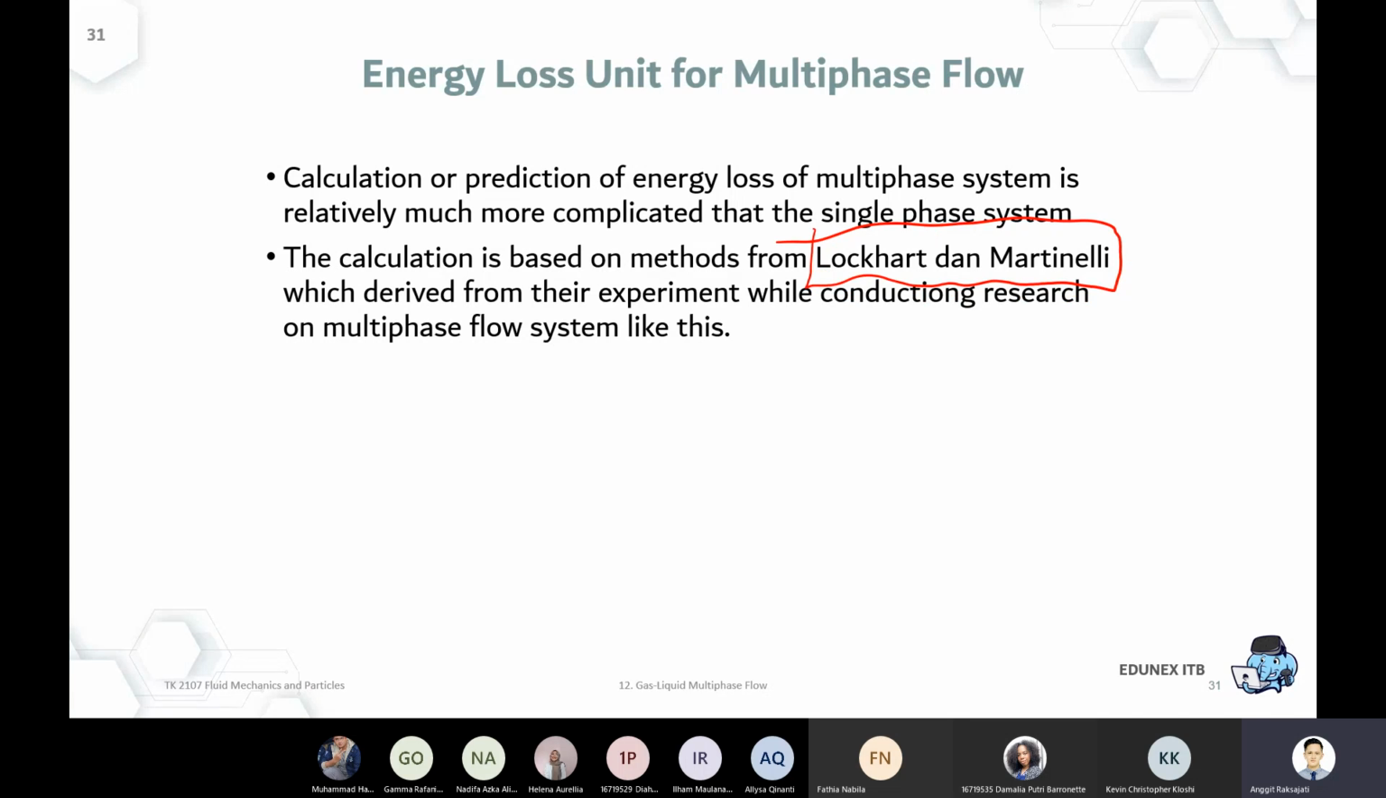Of course, with the advance of computational tools, there are newer methods to calculate these pressure drops. But we will not talk in detail about this in this lecture. It's just to give you some idea of the simplest possible method to calculate multi-phase flow. Again, where is this coming from? This is coming from the experiments of Lockhart and Martinelli while conducting research on multi-phase flow systems like this.